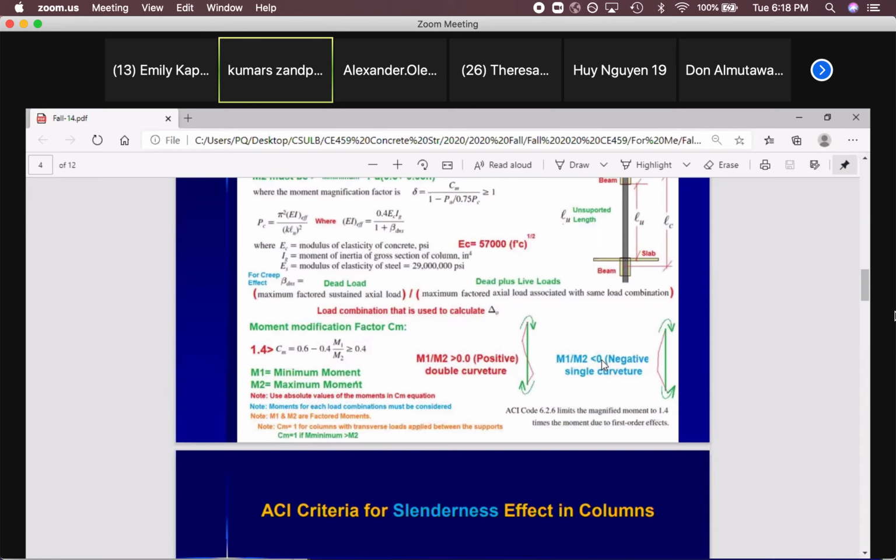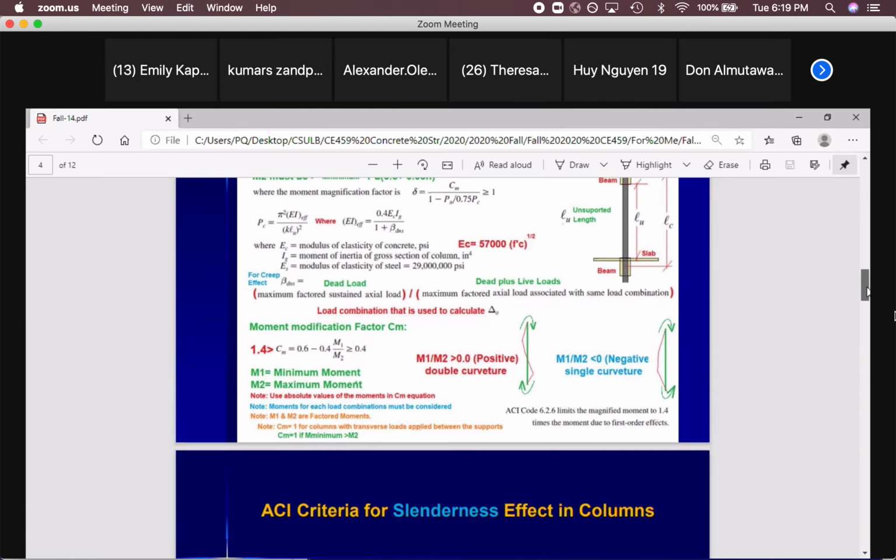So M1, M2 create single curvature. And because of that, it is more critical. We consider that negative to give us bigger CM. Negative times negative, positive, positive plus something, it's bigger than if you go with a positive. If you go positive, you get negative minus something. The other one, negative times negative, positive, positive plus 0.6. So you will get bigger CM. So whenever you have single curvature, you should consider M1 over M2 negative. Did I give you the answer?